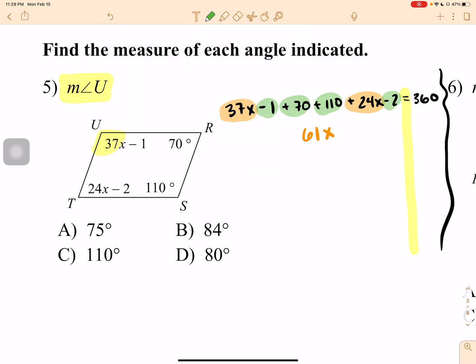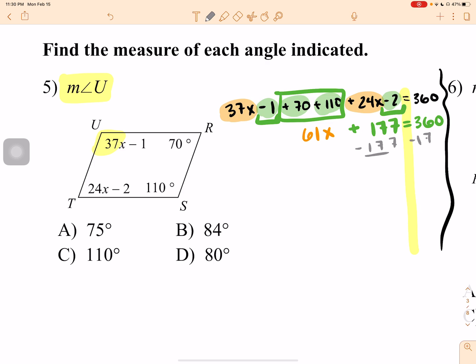All right, so here I like to add these two together first. 70 plus 110 is 180, minus 1 is 179, minus 2 is 177, equals 360. Some of my mental math there for you. All right, so now I'm going to subtract 177 from both sides. Okay, 10 minus 7 is 3, 15 minus 7 is 8, 2 minus 1 is 1. So I'm left with 61x equals 183. This one's nice too. If you divide both sides by 61, you should get x equals 3.